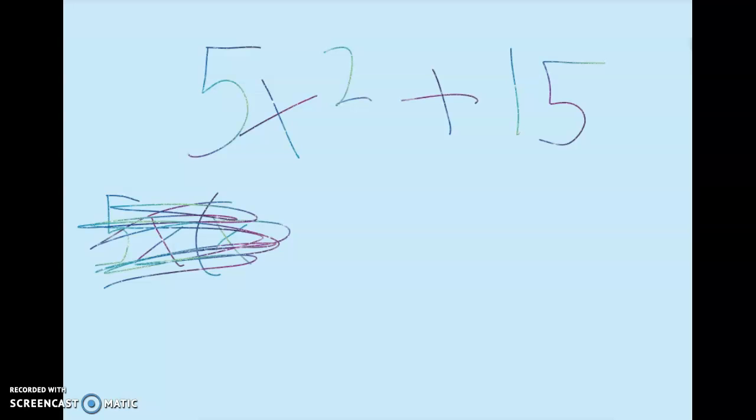Another way to look at this problem is to look at it as 5 times x squared. This is a better way to do it, because you could do 15 divided by 5 to get plus 3 here. So then the factored out solution of 5x squared plus 15 would be 5 times x squared plus 3 in parentheses.